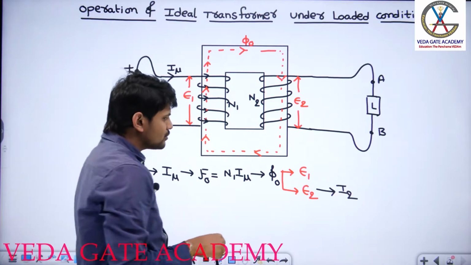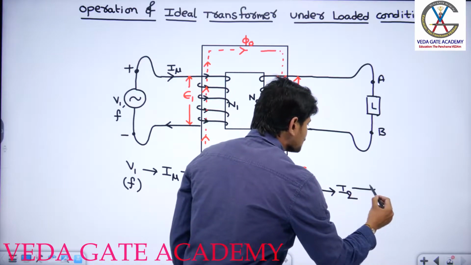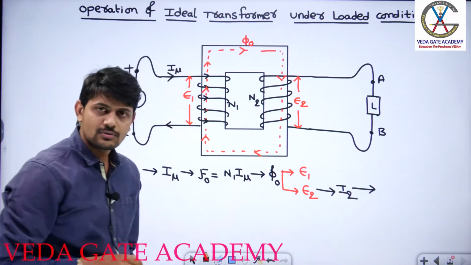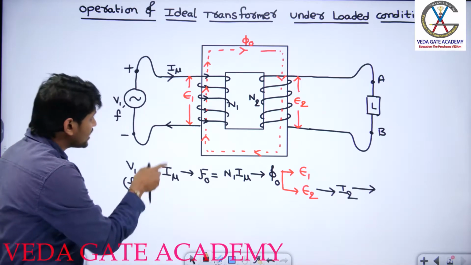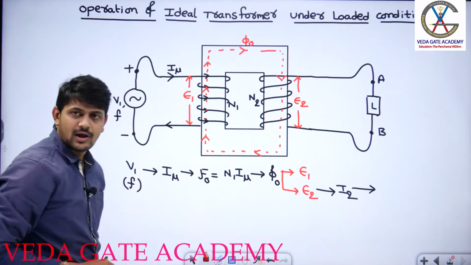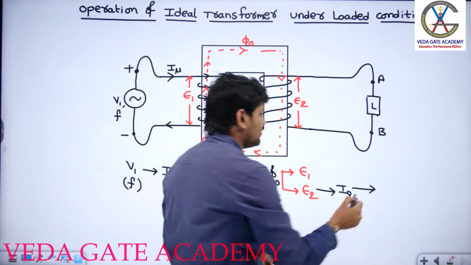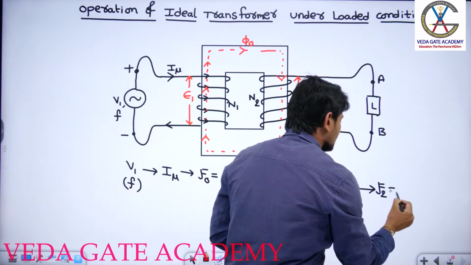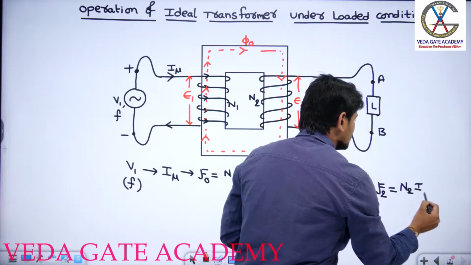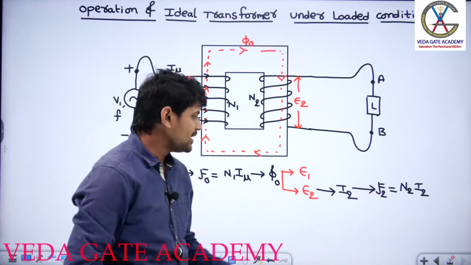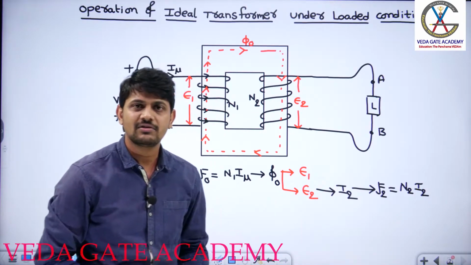So we need to understand that this current I2 is flowing through how many turns? N2. Earlier, the current I mu flowing through N1 gave us the no load MMF. And if this current I2 is flowing through N2 turns, you will get one more MMF. I can call it the secondary MMF, and this is equal to N2 into I2. And again, Ampere's law will come into the picture. Why will it come into the picture?